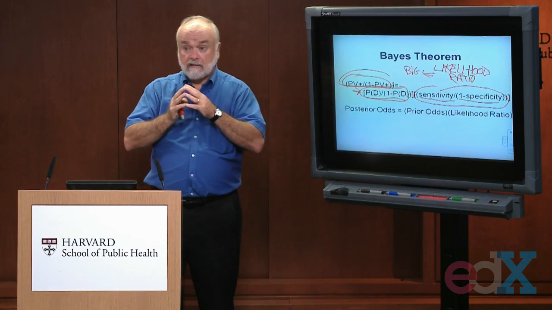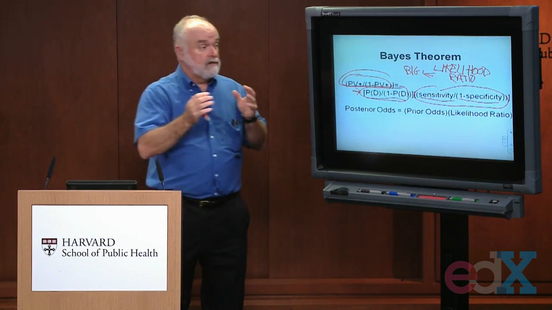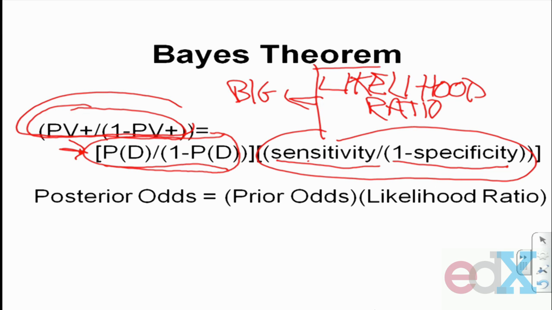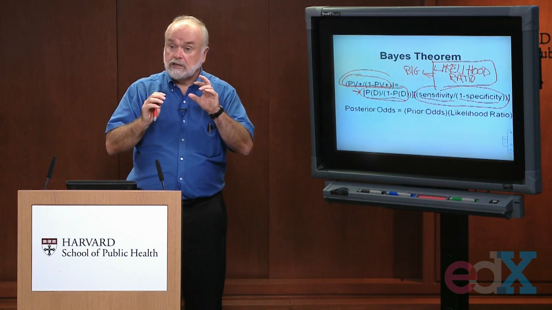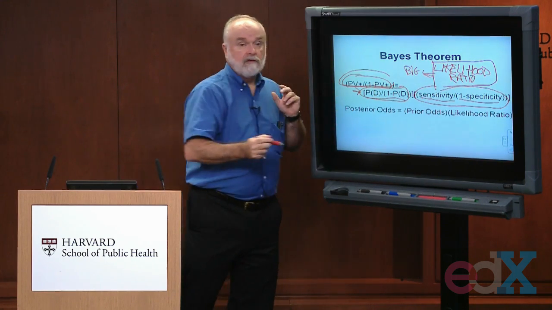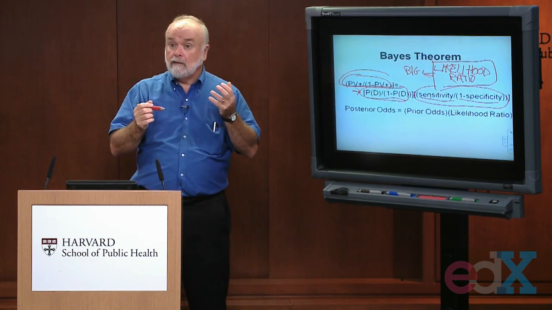So as Marcello mentioned, one way to improve the yield of a screening program, in other words, to have high positive and negative predicted values, is to use a test that has high sensitivity, high specificity, in other words, has a high likelihood ratio, but also apply it to a population where the detectable preclinical disease has a high prevalence, where the prior odds of disease is a big number.